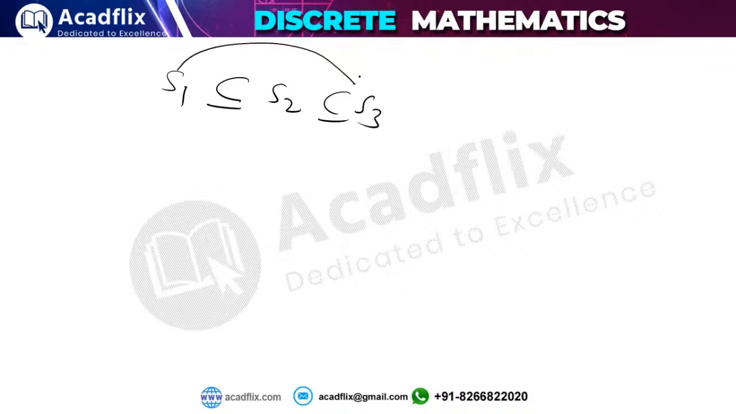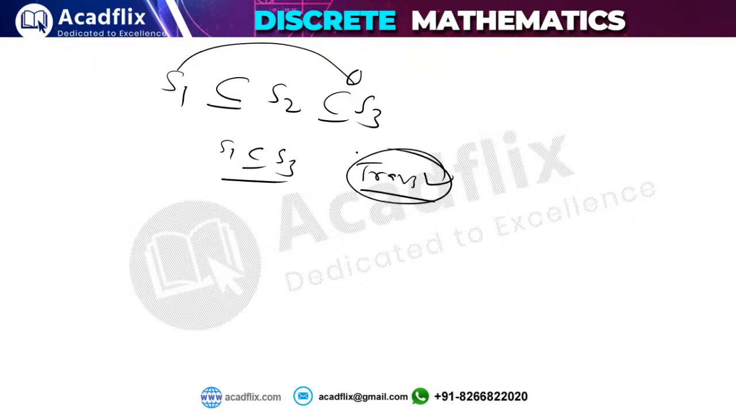This is transitive. You can check this is transitive because you can see that if S1 is subset of S2 and S2 is subset of S3, then it will mean that S1 is subset of S3. So this is transitive also. Are you getting my point? I am saying that if S1 is subset of S2, S2 is subset of S3, then S1 is also subset of S3. So this is transitive also. Okay.